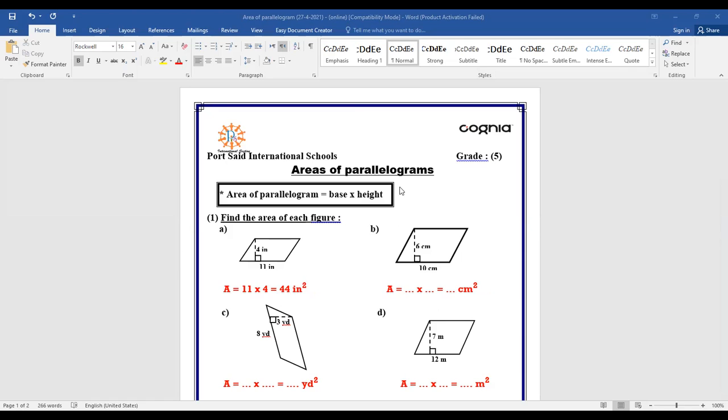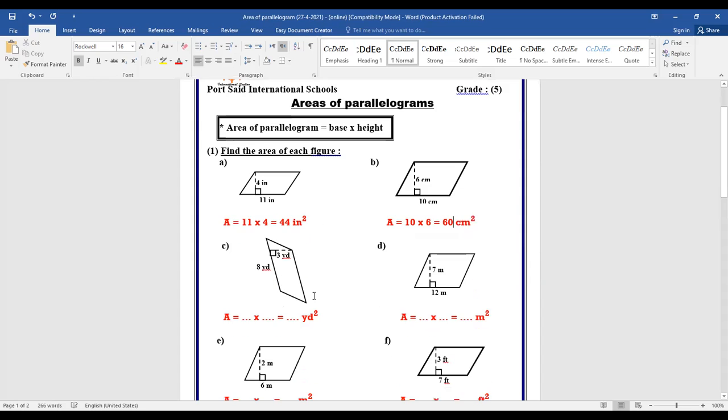يلا حبيبة. Our base is 10 centimeters and our height is 6 centimeters. 10 multiplied by 6 equals 60. Thank you. Okay, the next one.